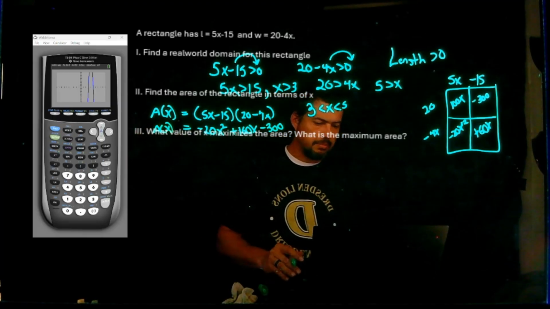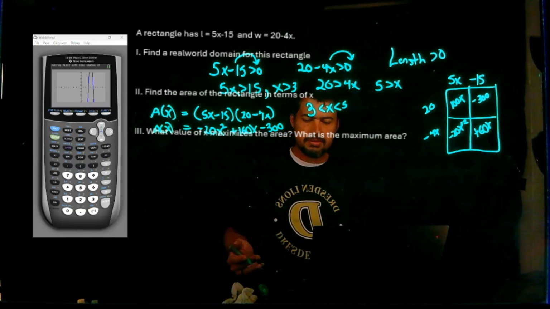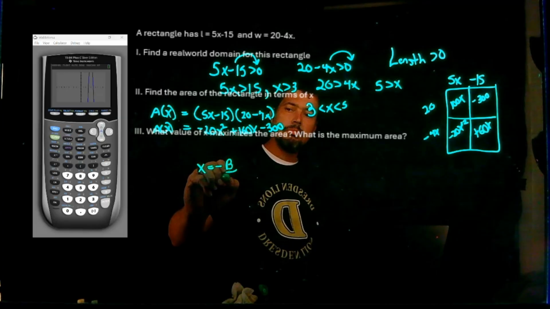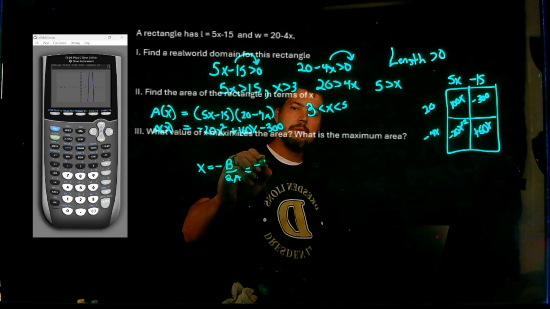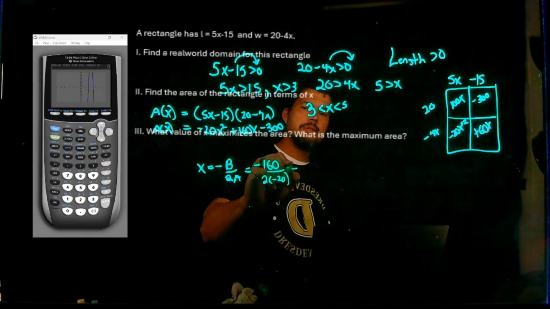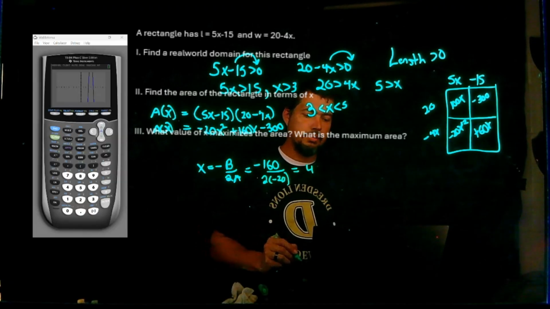What value of x maximizes the area? What is the maximum area? So again, that happens at opposite b over 2a. You catching on to that? I hope so. That's negative 160 over twice a negative 20. That's negative 160 over negative 40, which is 4.